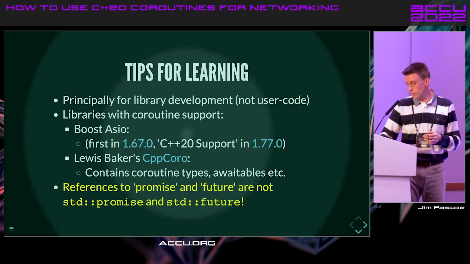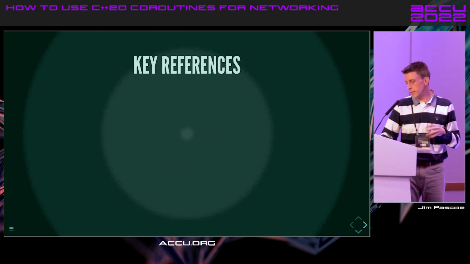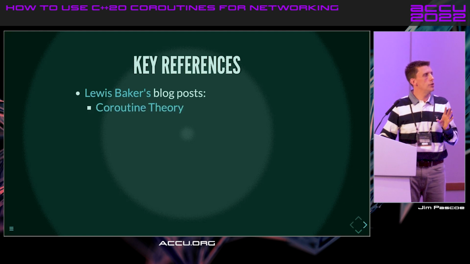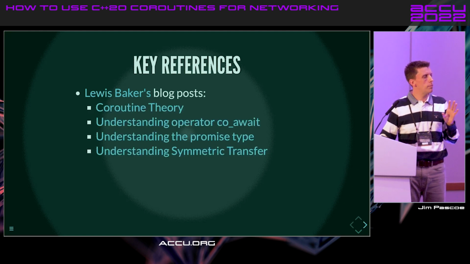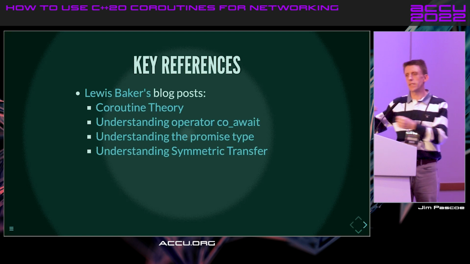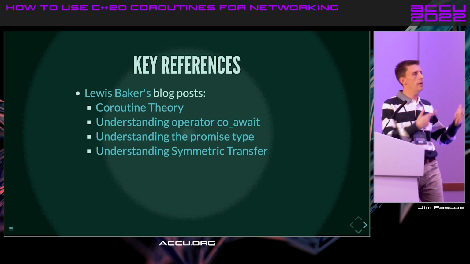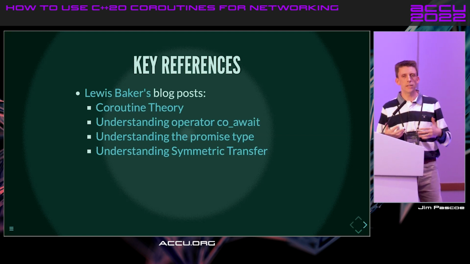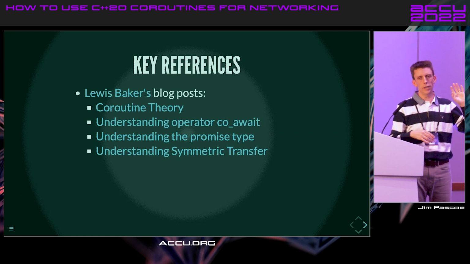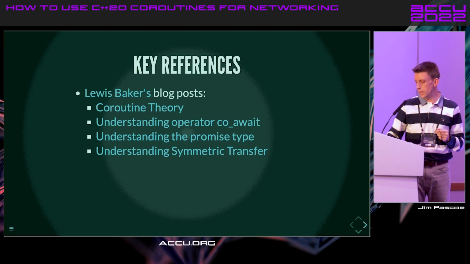Okay, so here are some key references. These are things that I found extremely useful when trying to get into C++20 coroutines. There are 4 blog posts that Lewis Baker produced. They're getting a little bit old, I think more like 2017, 2018. But if you want to understand what's in C++20, I'd highly recommend looking at these 4. They're quite dense, they're quite tricky, and you have to fit them together. They're a bit of a puzzle. But these are by far, in my view, the best 4 references.